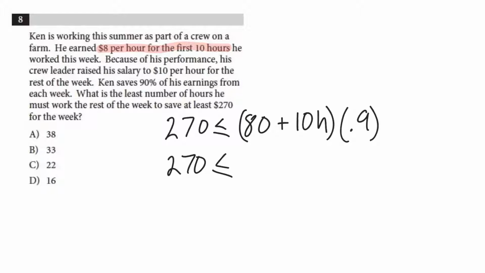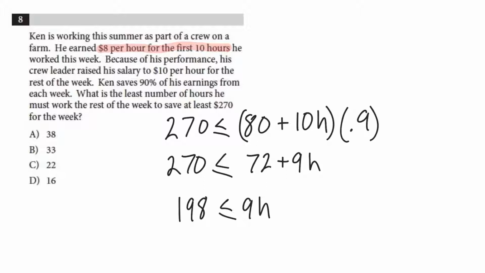Well, 8 times 9 is 72, and then we have one decimal place, so it's going to be 72.0, or just 72. Plus, well, 9/10 of 10H, it's going to be 9H. Okay, I'm going to subtract 72 from both sides. I'll get 198. It's less than or equal to 9H.